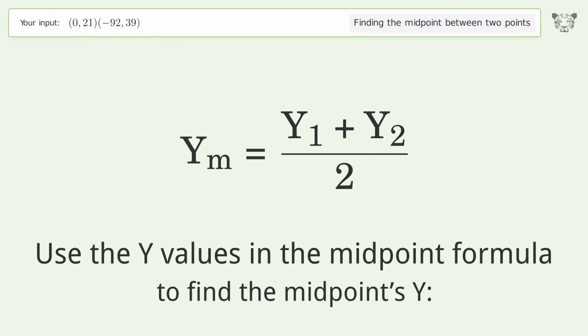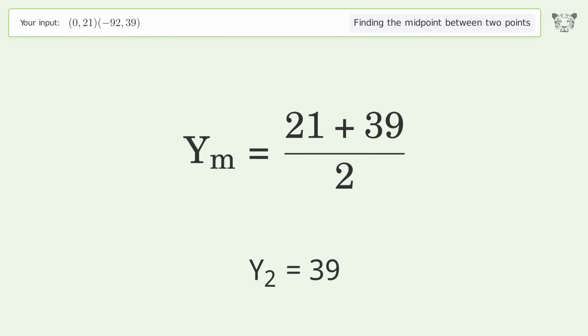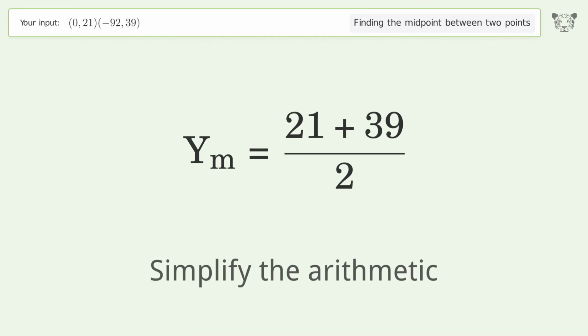Use the y values in the midpoint formula to find the midpoint's y. y1 equals 21. y2 equals 39. Simplify the arithmetic.